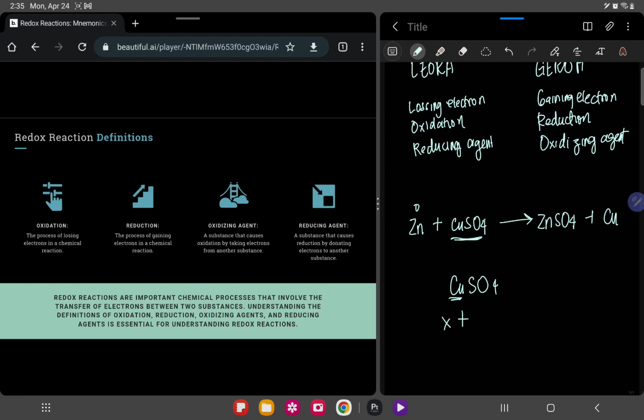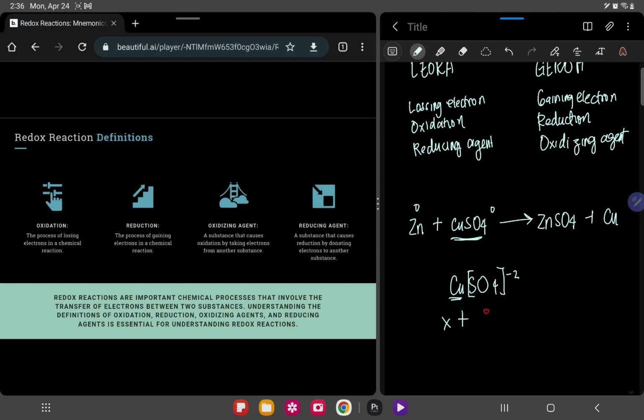Oh, sorry. The oxidation state for that is -2. So if this one is -2, and the overall charge for this one, as you see, we don't see any +1 or +2 on the upper right hand corner in this area. So that means the overall charge for copper sulfate here is 0.